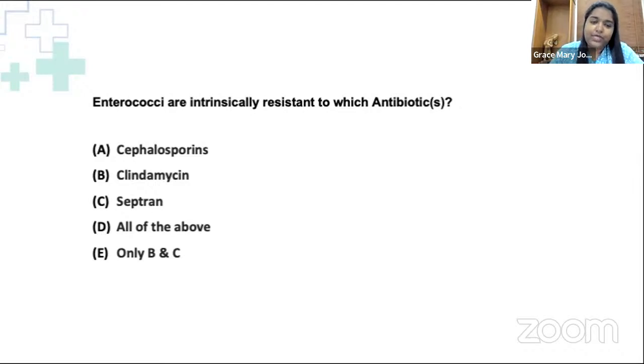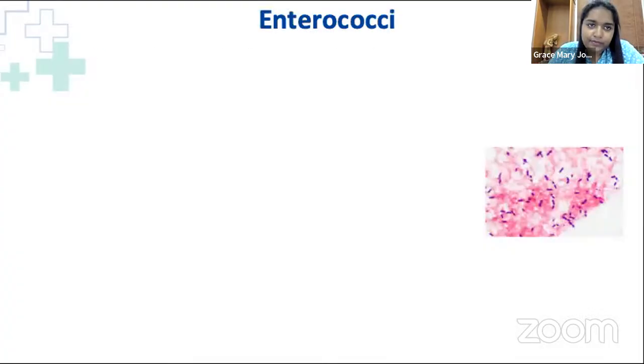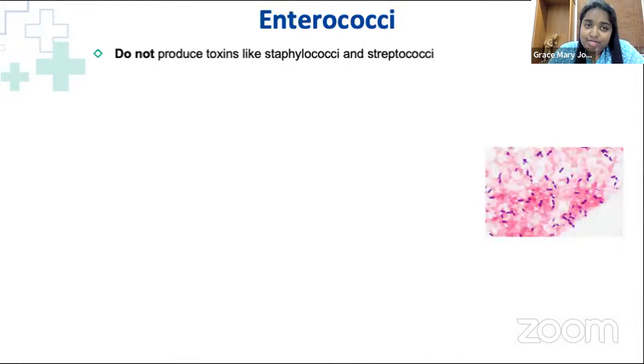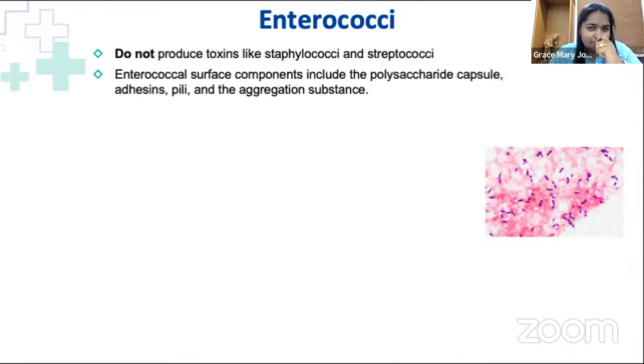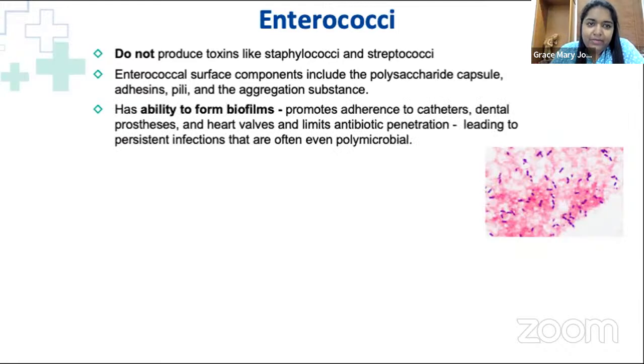One thing you need to know about Enterococci among all other gram positives is that it is intrinsically resistant to all cephalosporins. So the answer is all of the above. It is resistant to cephalosporin, Clinda, and Septran. Now, unlike staph or strep, they do not produce toxins, but they have other things like the capsule and pili that help them move around. And they have the ability to form biofilms. Once you have a biofilm, it is difficult to penetrate that biofilm.